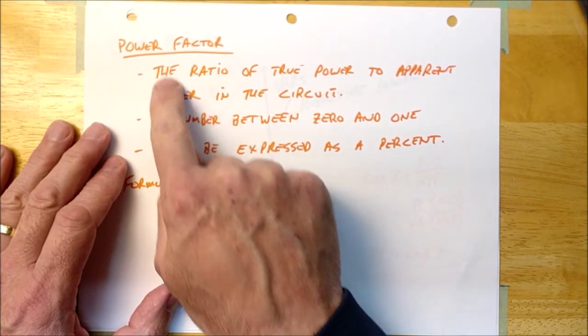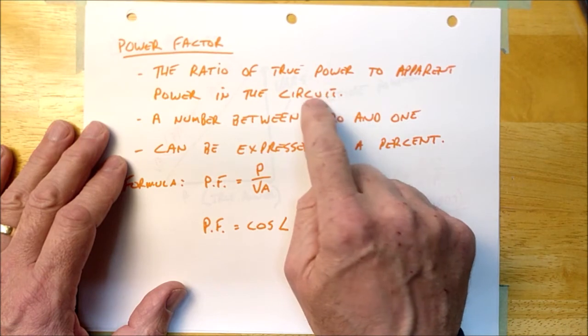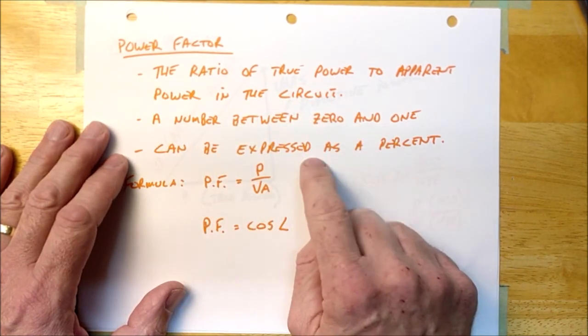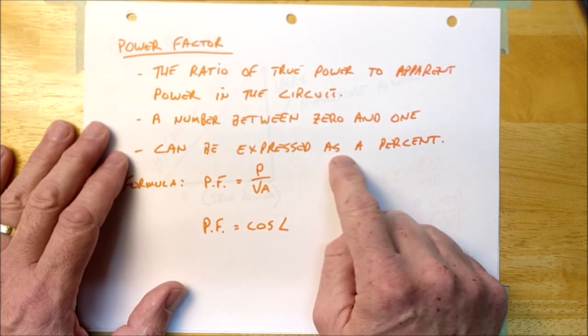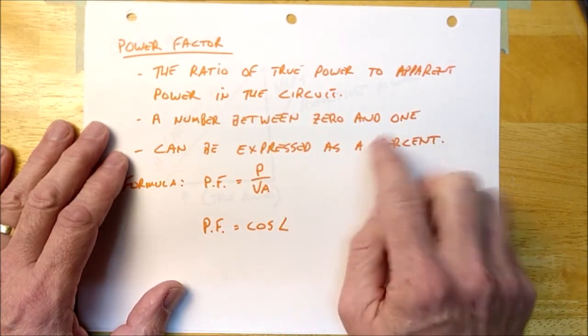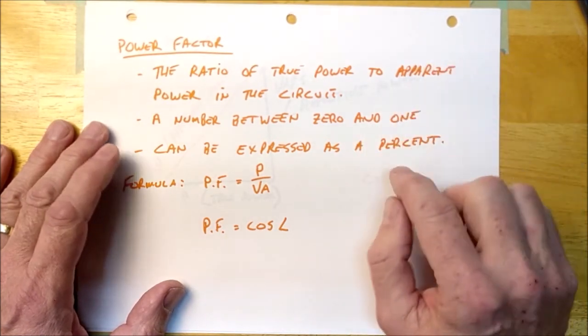So the power factor, guys, is going to be the ratio of the true power to the apparent power in the circuit. And it always will be a number between 0 and 1, but it also can be expressed as a percentage. So if you had a power factor of 0.6, you could also say that was a power factor of 60%. Okay, so you'll see it either way.